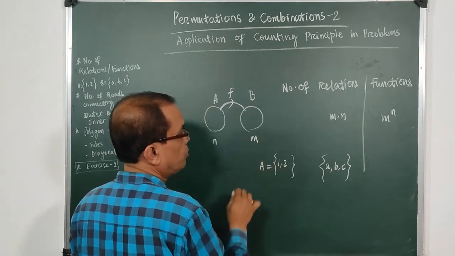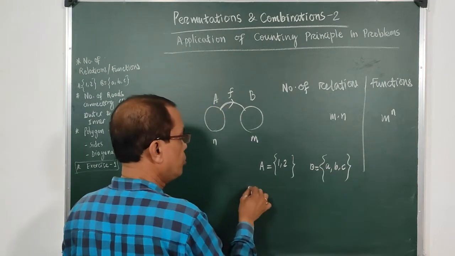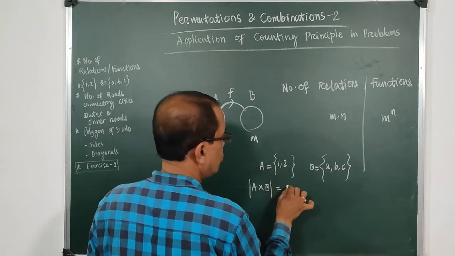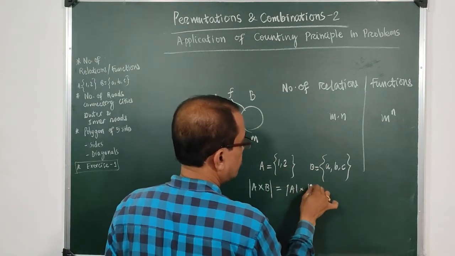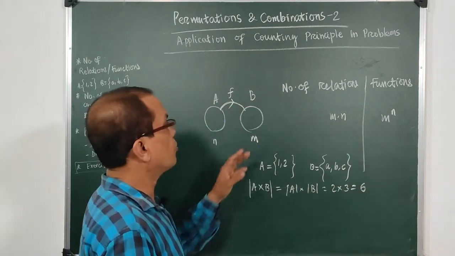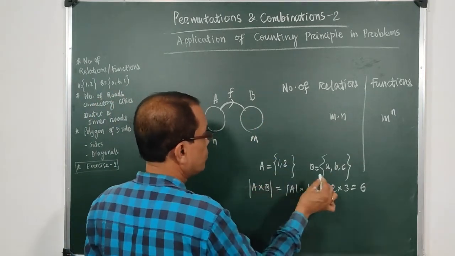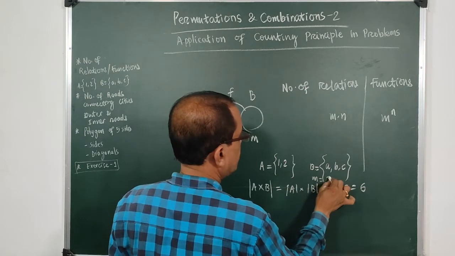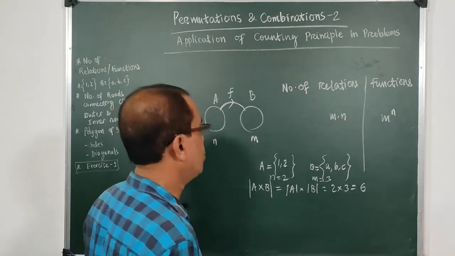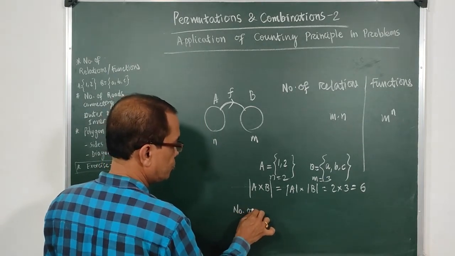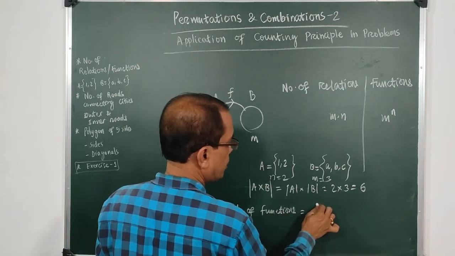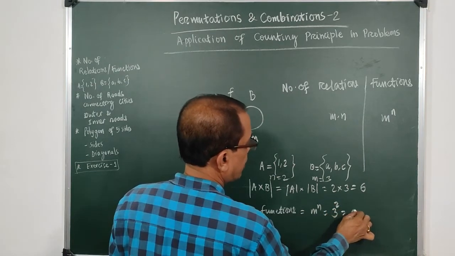We can mention this set to be A and this set to be B, and we know exactly that the Cartesian product A cross B has cardinality of A into cardinality of B, which is 2 into 3, equal to 6, and this is exactly the number of relations, m into n. Here you can see that m is equal to 3 and n is equal to 2. So this is the number of relations, while the number of functions, which is m to the power n, will be 3 squared, which is 9.